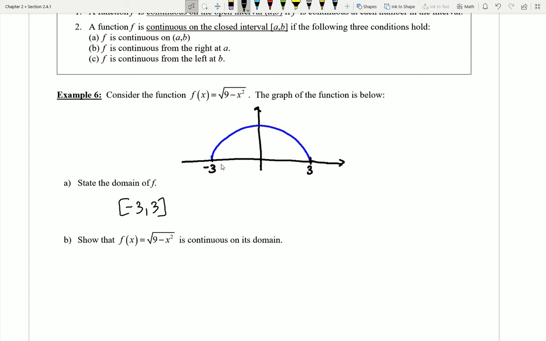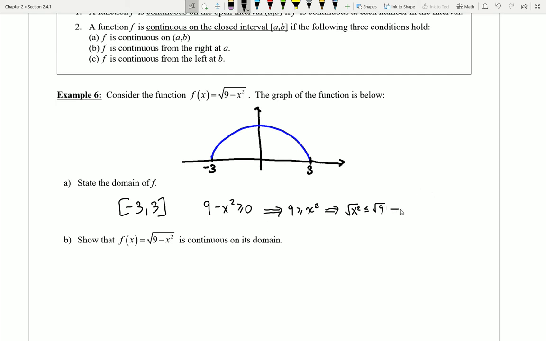No big deal. Another way that you could actually go ahead and confirm this is by just trying to think about the fact that we need 9 minus x squared to be greater than or equal to 0. This means that I would need 9 to be greater than or equal to x squared. And if I square rooted both sides and rewrote this, that means I would need the square root of x squared to be less than or equal to the square root of 9.